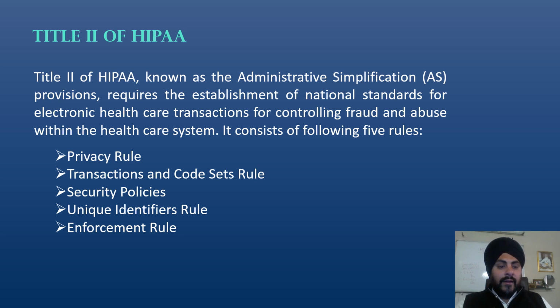Privacy rule, then we have the transaction and code set rule, which involves the transfer of electronic information for specific purposes. And then we have the third rule, security policies. There are 71 HIPAA security policies and procedures, which include 60 security policies and procedures required by the HIPAA security regulation. Along with that, it has an additional 11 policies checklist, which forms supplemental documents to the required policies. And then we have the unique identifier rule.